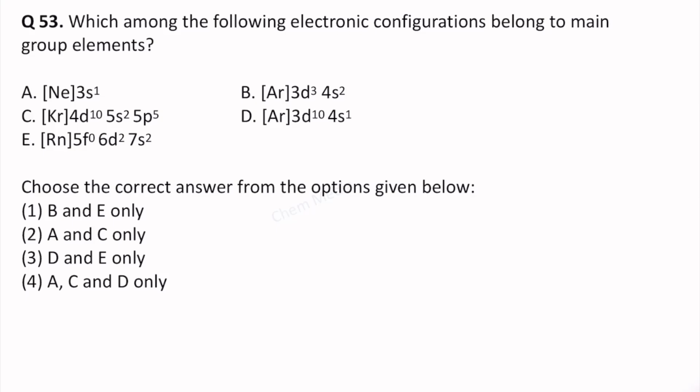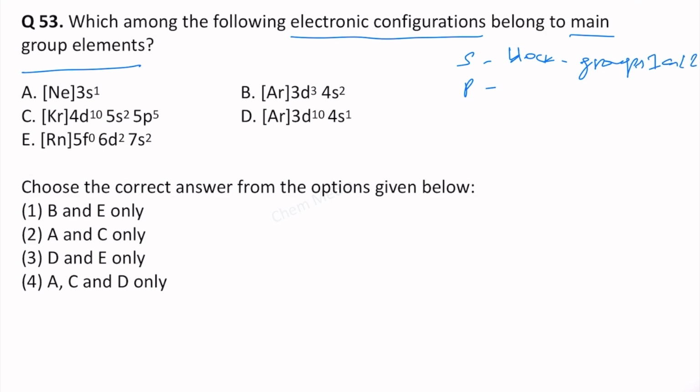Hello everyone, here is a question based on electronic configuration. Which among the following electronic configurations belong to main group elements? We call S and P block elements as main group elements. S block is groups 1 and 2. Hydrogen is not included in group 1. And then P block is groups 13 to 18.